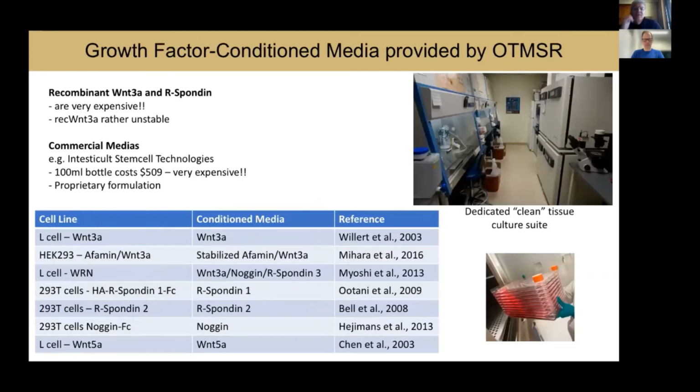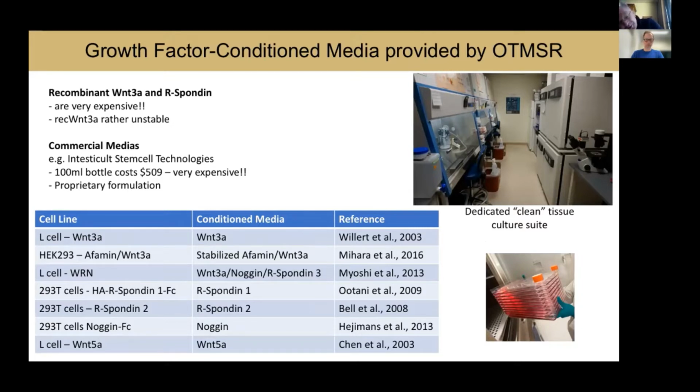So of course, the key question here is why do we do this? And one of the drivers was because a lot of these factors are extremely expensive, and they can be actually relatively unstable. So recombinant Wnts are renowned to be unstable in culture. And the commercial medias are available, but they're extremely expensive.